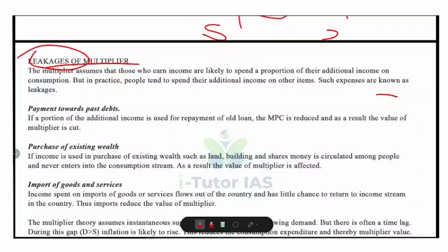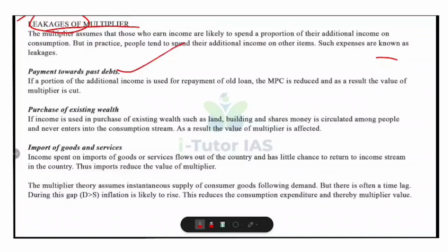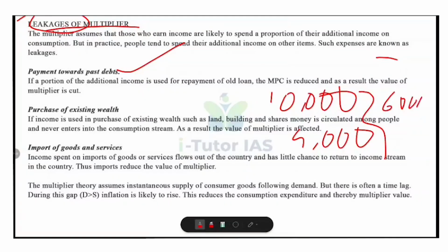So the main leakages of the multiplier are, first one, payment towards past debt. If a part of additional income is used to repay old loans, it doesn't go into consumption spending. This reduces the marginal propensity to consume and hence reduces the multiplier value. For example, a person gets rupees 10,000 extra income but repays rupees 4,000 of debt. Only 6,000 is spent on consumption. That is what this says.